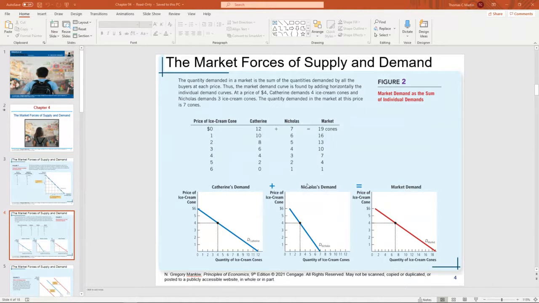So the market demand for just those 2 individuals is going to be 19 cones if they're free, $16, $13, and so forth. So this represents the number of cones that they will consume at the varying prices. If we want to know the true scope of this, we'd have to talk to everybody and determine how much they like ice cream or how much satisfaction or utility they get from consuming ice cream and what they're willing to pay for it.